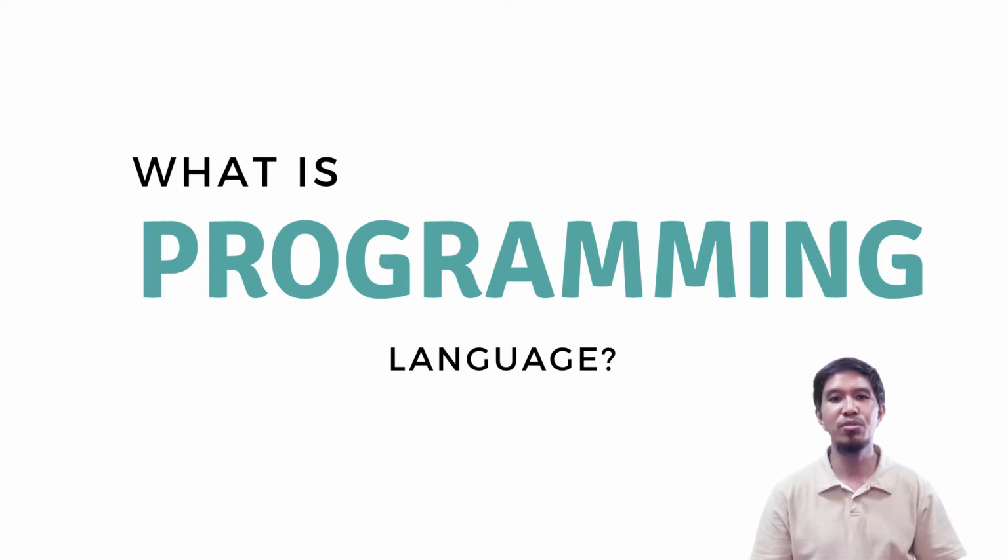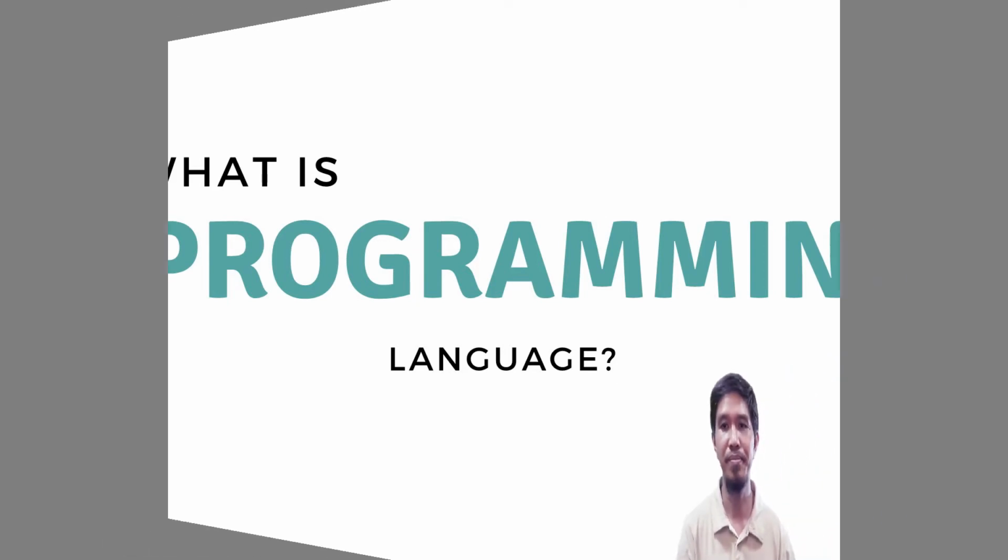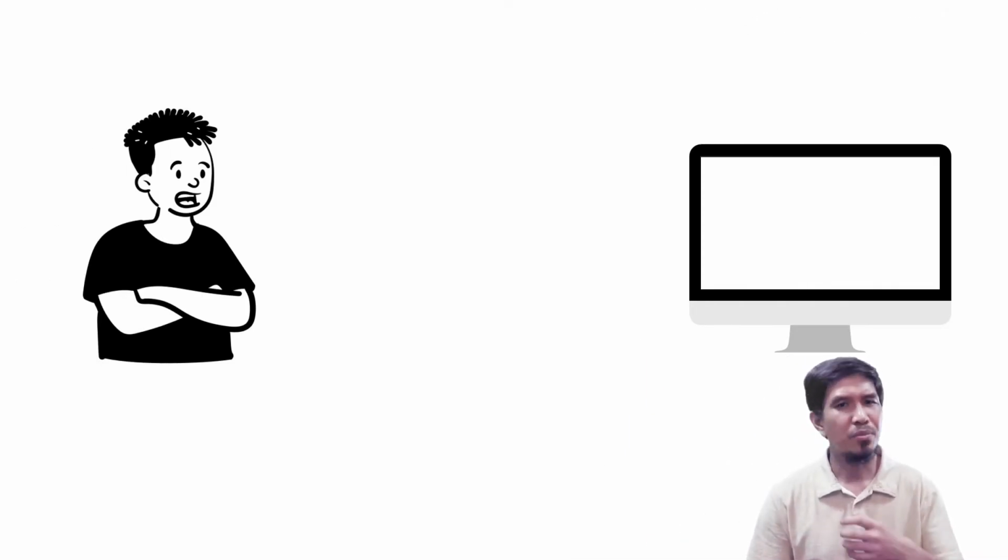You wouldn't be able to move the mouse around on the screen. You wouldn't be able to Google things. You wouldn't be able to play games on your phone, right? Well, I can't just tell my computer what to do. You see, computers don't understand English or any other human language for that matter.